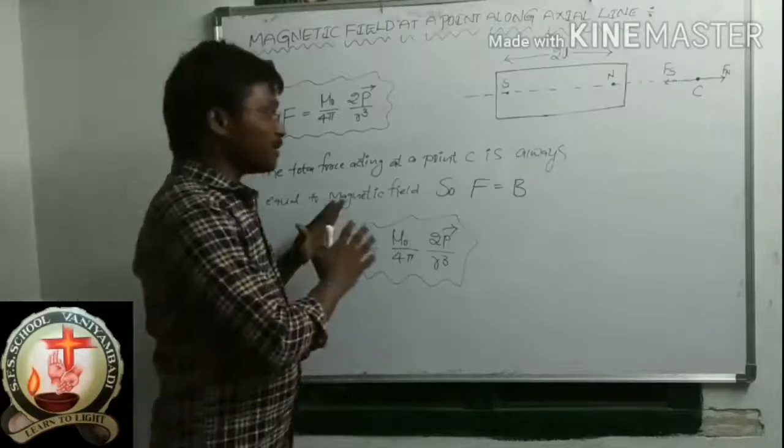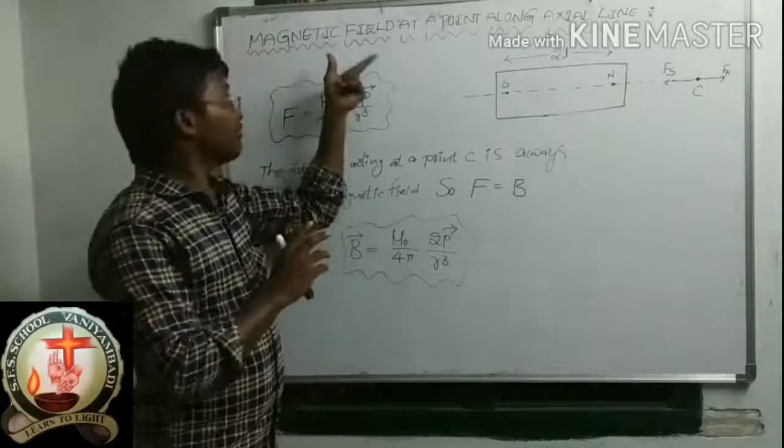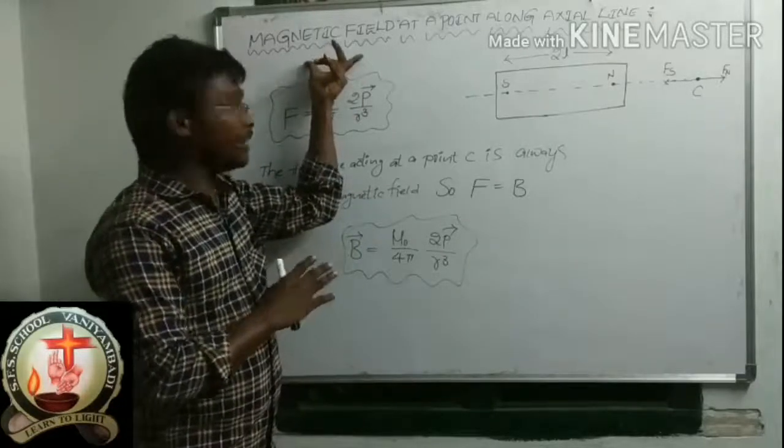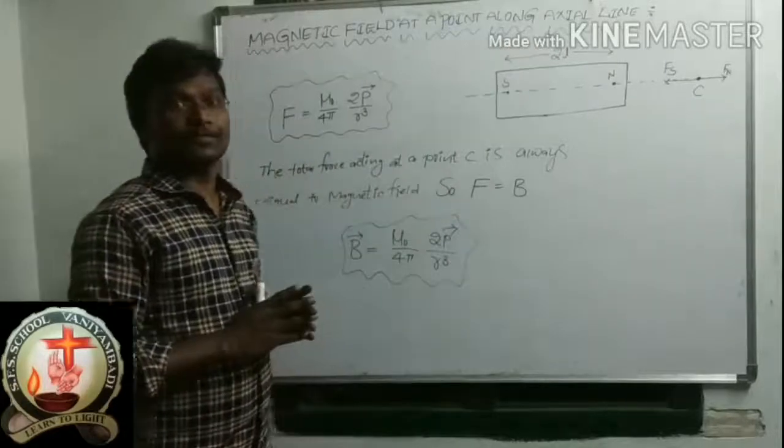Okay, so this is the final expression. The expression of the magnetic field at a point along the axial line.